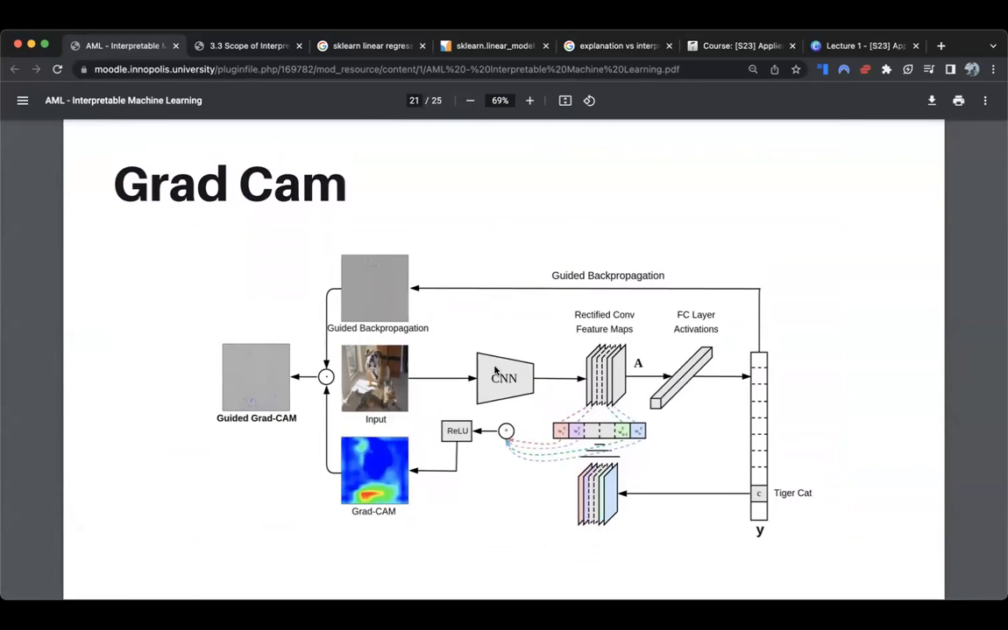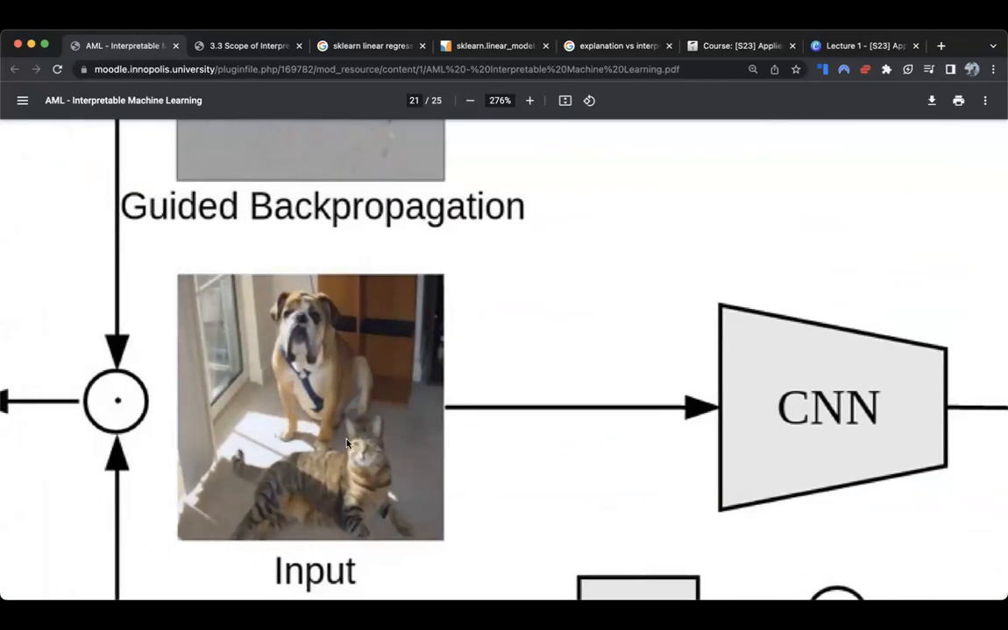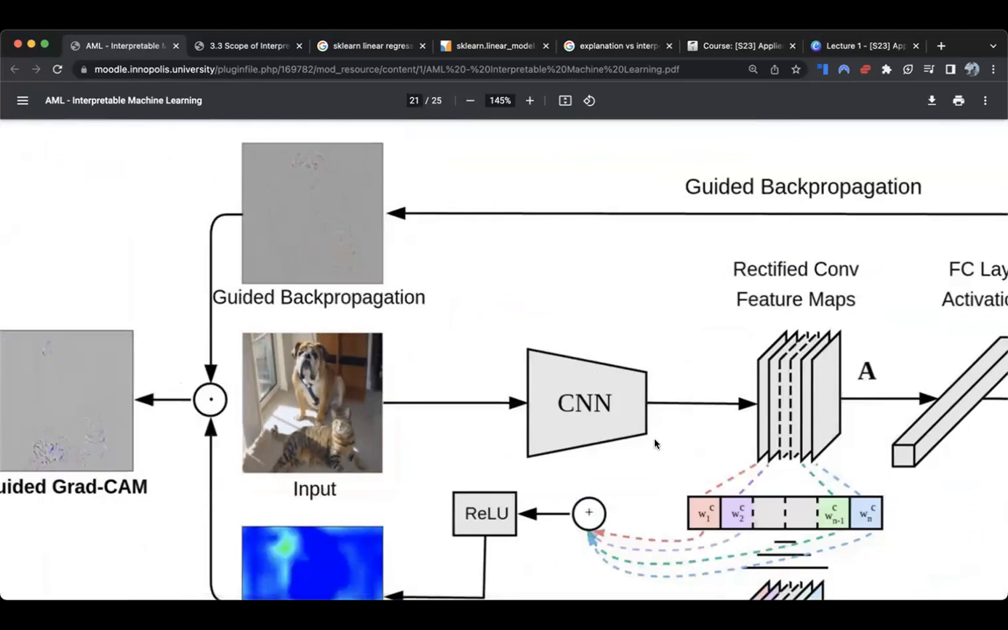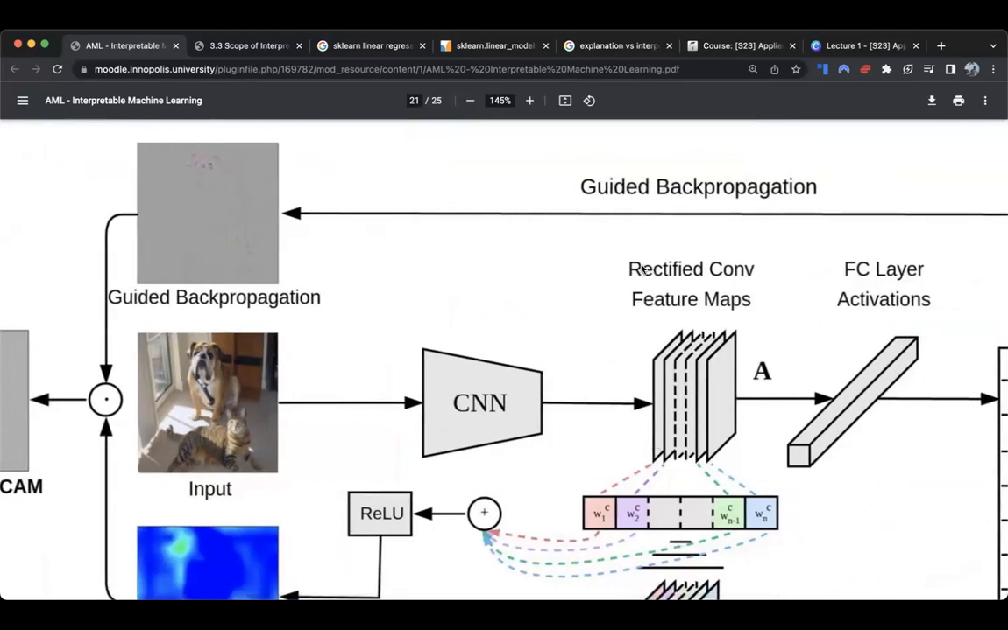What GradCam does, very simply, is the following. It takes an input image like this. You see there is a cat and a dog in the same image. It sends it through the CNN, and this gives you the rectified convolutional feature maps. Call them convolutional feature maps, call them the output of the CNN, call them the activation feature maps, call them the embeddings. You can call them whatever you want. They remain the same concept, right?